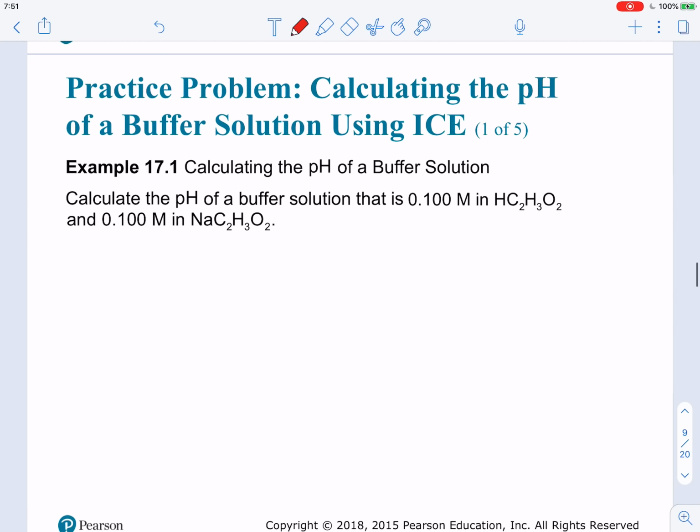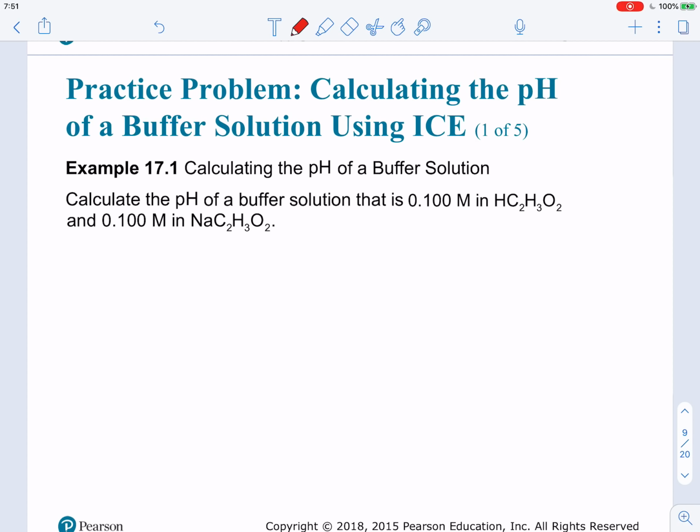So that being said, how do you calculate pH when you have a buffer solution? And remember, buffer solution implies that you have both the acid and the conjugate base. So in this particular case, this is acetic acid. And one of the things that we need to know is the acidity constant for the acetic acid. So Ka is 1.8 10 to the negative 5.